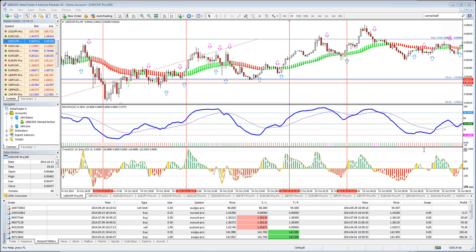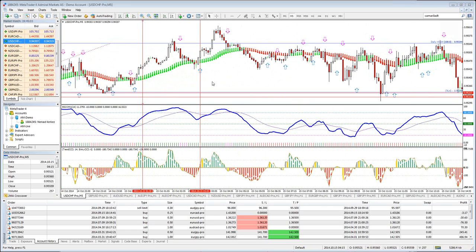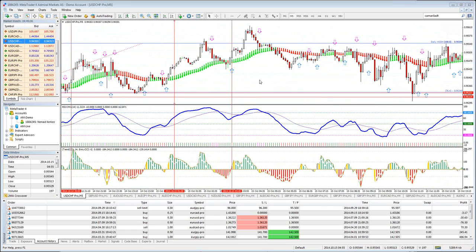So the question: which line of RSI OMA lines has to respect the 35-65 rule? Here are examples, and in this strategy, this is the most valid RSI OMA line. So the thick blue line should respect the 35-65 rule. Look how many examples there are.